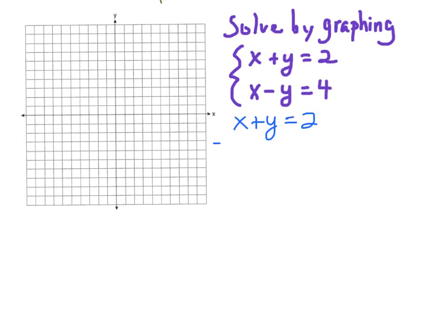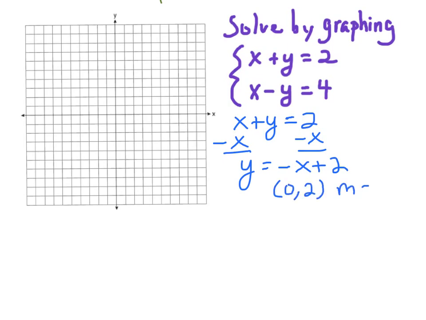So I'm going to subtract x from both sides, and I have y equals negative x plus 2. So that means my y-intercept is (0, 2). My slope is negative 1, which we can call negative 1 over 1. My other equation is x minus y equals 4.